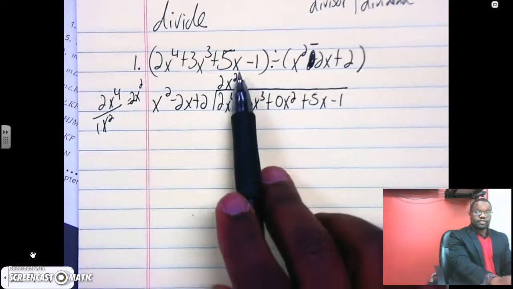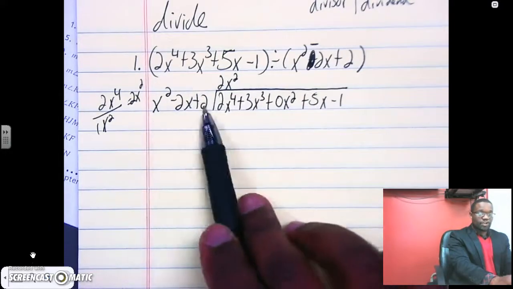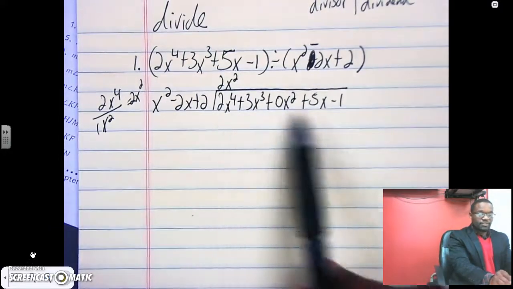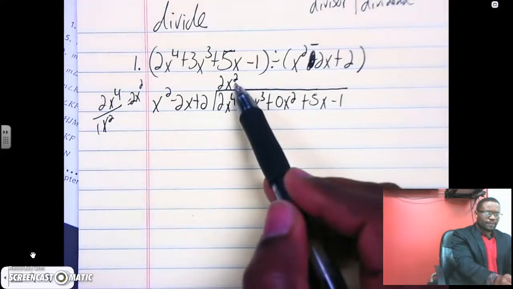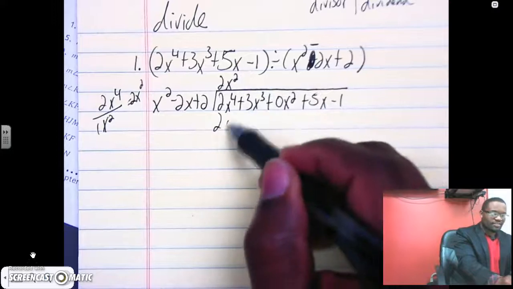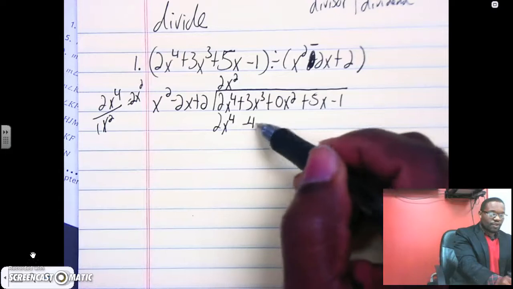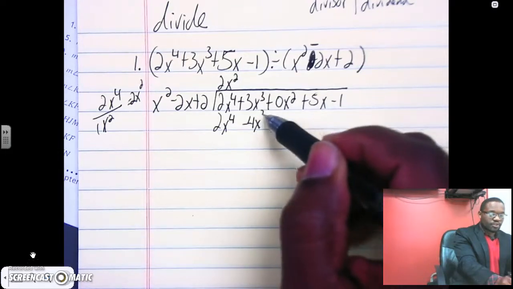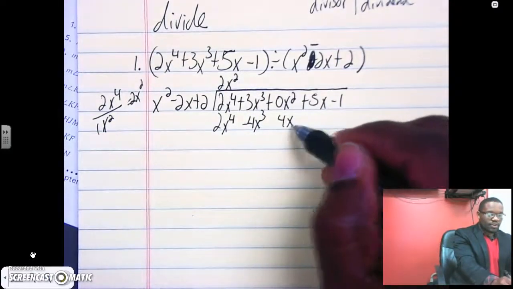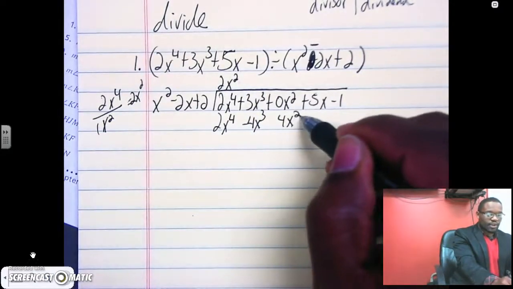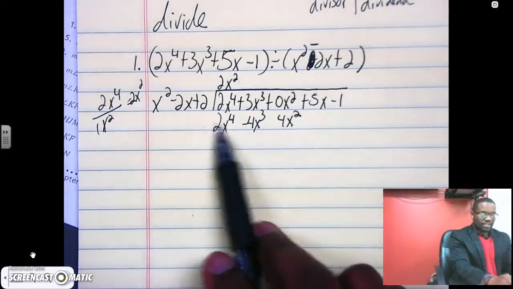But once you figure that out, you place it on the top in your quotient, and then you multiply this times every term in your divisor, placing it under where there are like terms. So 2x squared times x squared is 2x to the fourth. 2x squared times negative 2x is negative 4x to the third power. 2x squared times 2 is 4x squared.